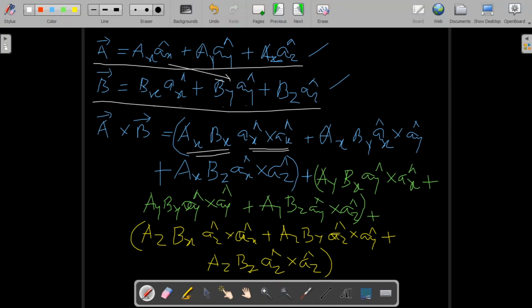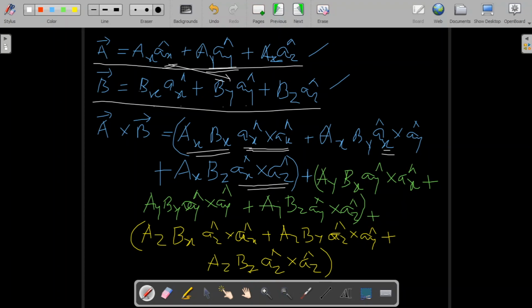Second term: ax by ax cap cross ay cap plus ax bz ax cap cross az cap. You have to be very careful while writing these. You should not change the order. The first term has ax cap, so write ax cap first everywhere, then the second. There is a reason for that. If you shuffle the order, you are going to get a wrong answer. We'll discuss why or how.